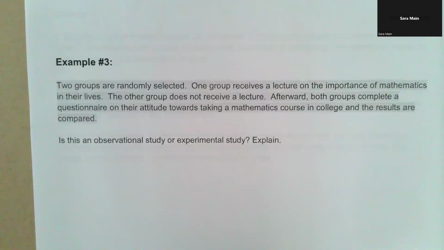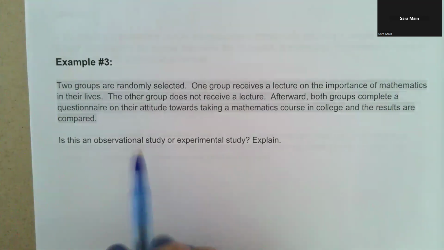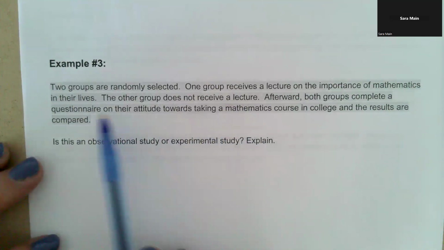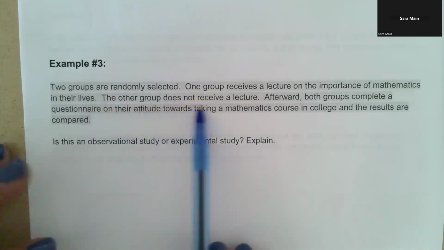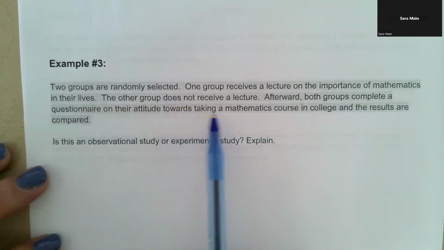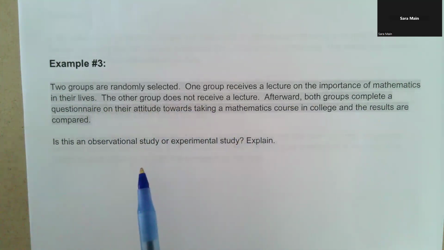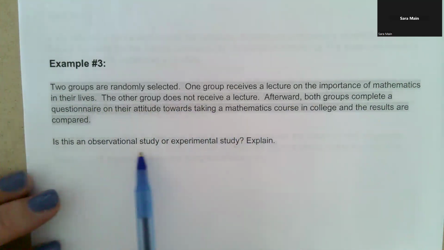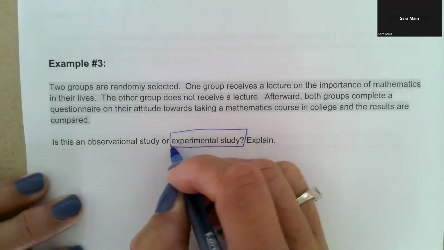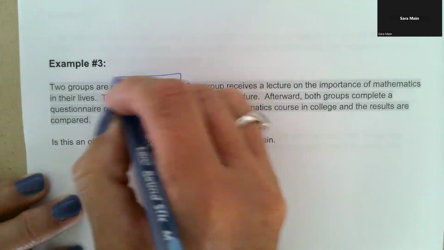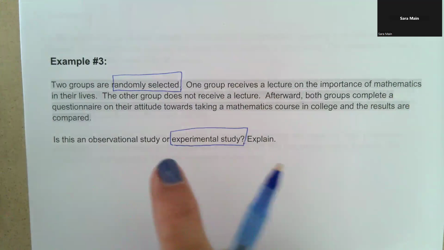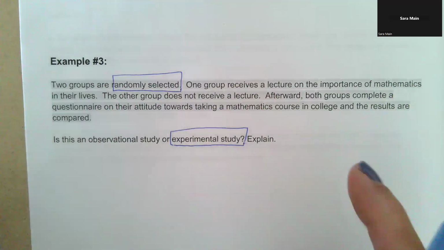Make sure it's zoomed in for you. 2 groups are randomly selected. Example 3. One group receives a lecture on the importance of mathematics in their lives. The other does not receive a lecture. Afterward, both groups complete a questionnaire on their attitude towards taking a mathematics course in college, and the results are compared. Is this an observational study or experimental? Again, this is an experimental study. They were randomly selected. One group had a lecture on how mathematics is so great in their lives, and the other group did not.